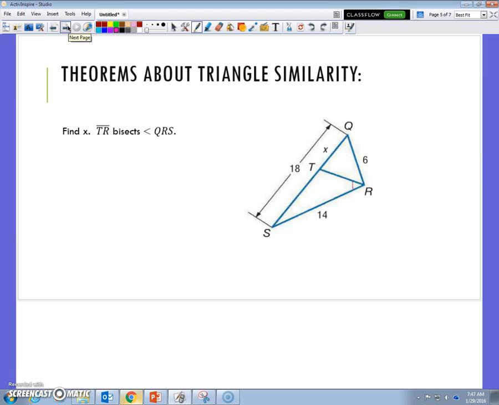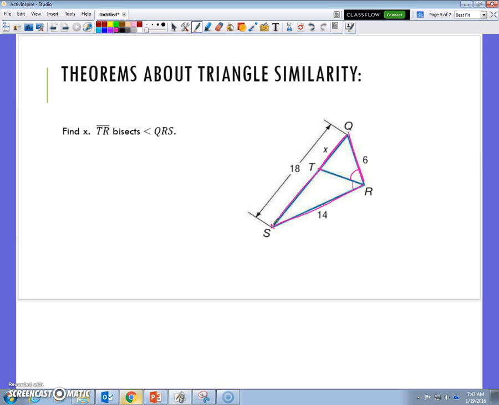It says find x, TR bisects QRS. So this is an angle bisector. It looks like in my diagram there was a missing part there. Since it's an angle bisector, it tells me that this length compared to this length is comparable to 6 and 14. So that's what I'm going to do.